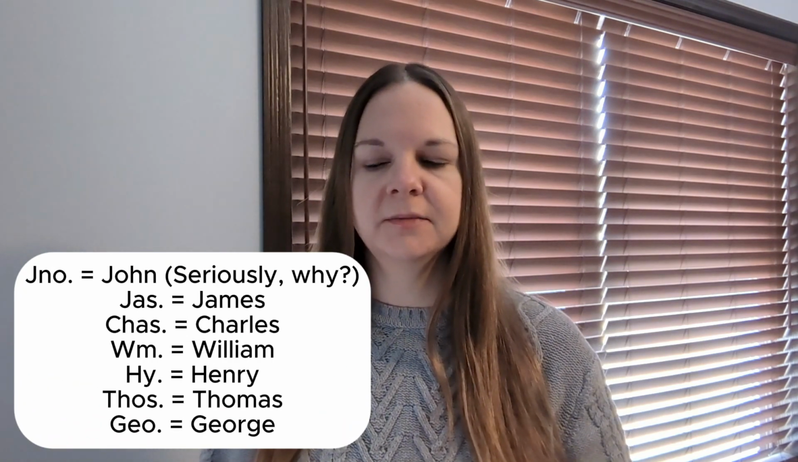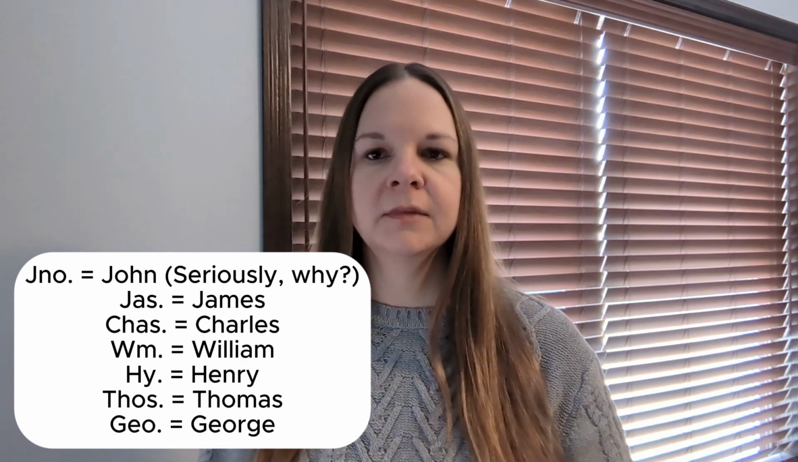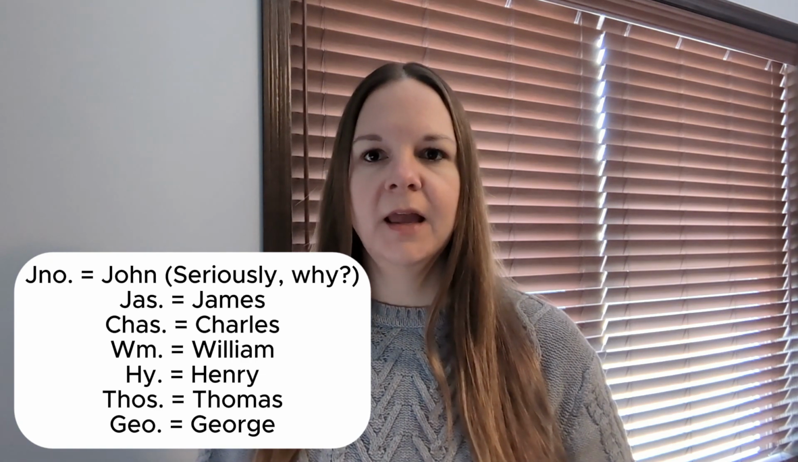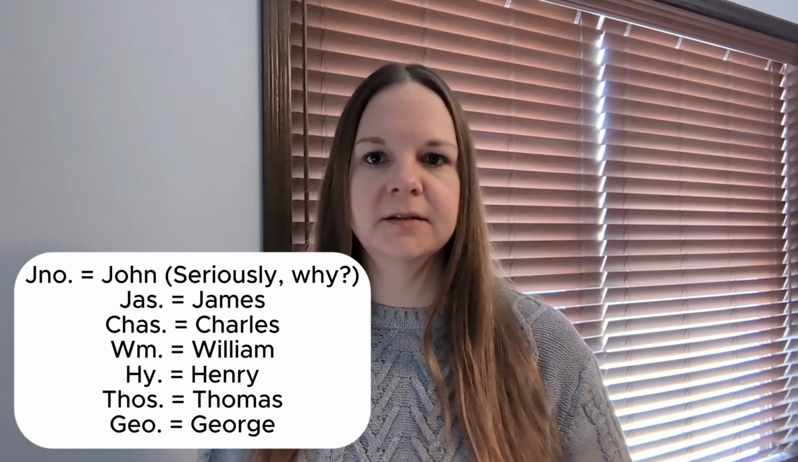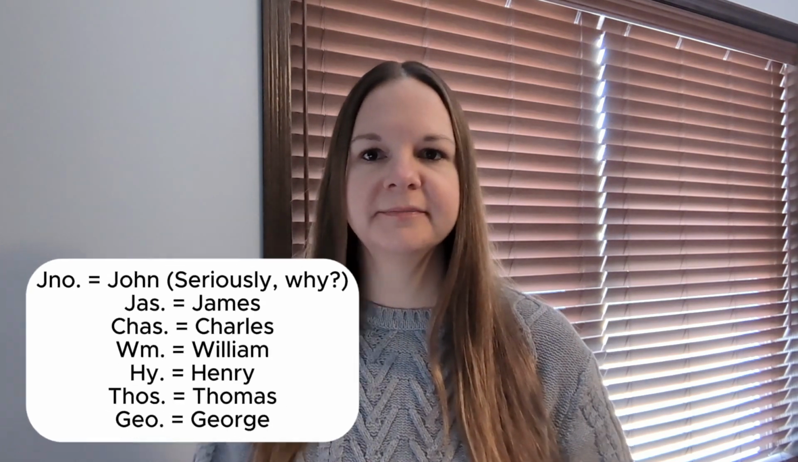Here are some other common ones that you'll want to watch for. JAS for James, CHAS for Charles, WM William, HY Henry, THOS Thomas, and GEO for George. These pop up in old newspapers, birth certificates, even death certificates, so knowing them can save you a lot of confusion.